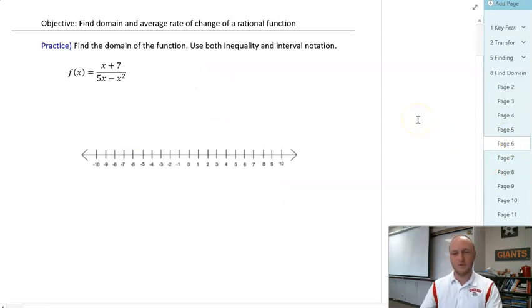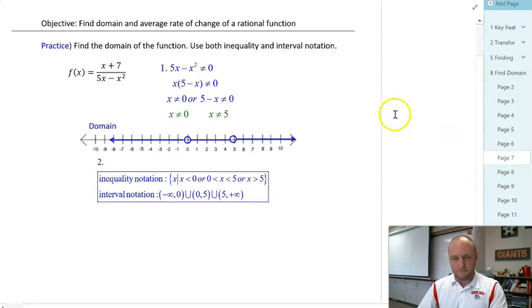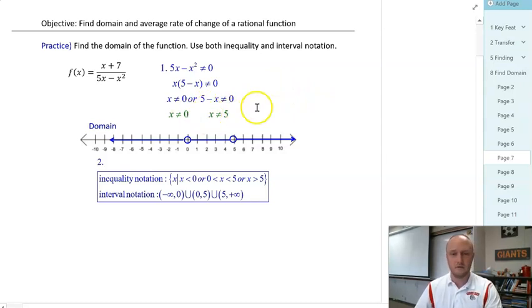Here's example 2. Please go ahead, pause the video, give this one a go. All right, hopefully you paused this one and did it, and you did not get thrown off by that denominator. It looks weird. You can still factor it with the GCF of x. Okay, set each piece equal to 0. And you get x cannot be equal to 0, and x cannot be equal to 5.